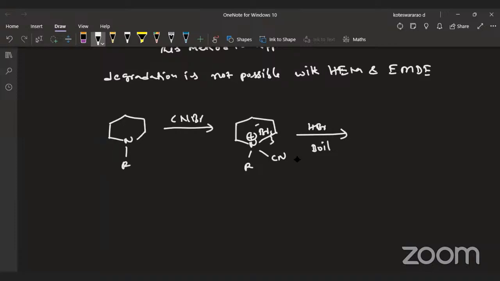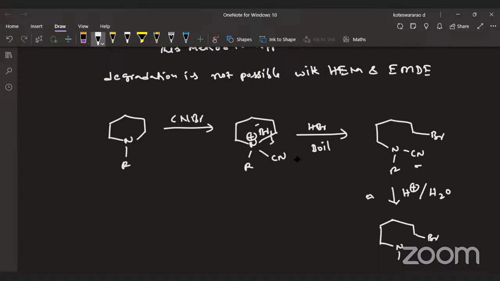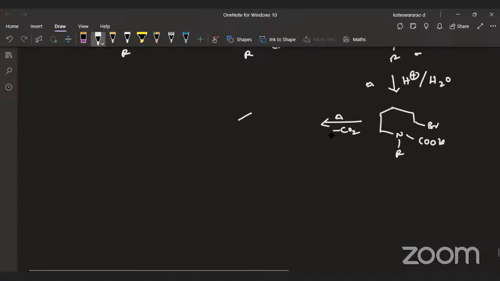Then this bond will be opened, right? It leads to hydrolyzing the carbon-nitrogen bond. Then the alkyl group and CN, and bromination takes place here, right? Then further, it is boiled in dilute acid. The cyano group will be converted into its corresponding carboxylic acid. After formation of this carboxylic acid, just boil it for the decarboxylation. Then it leads to the formation of the NHR group.